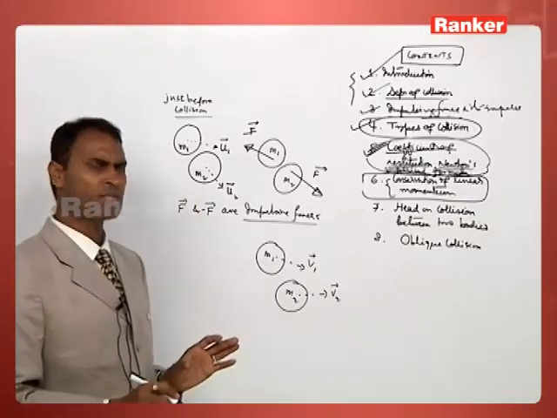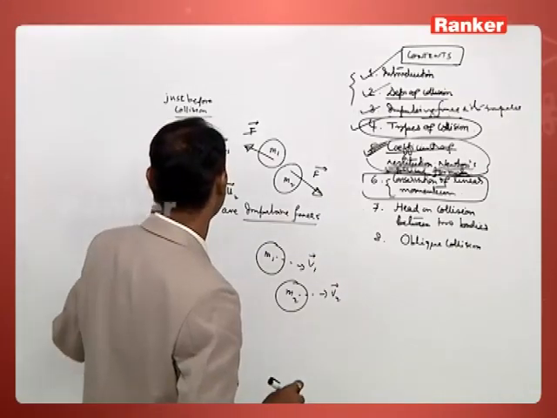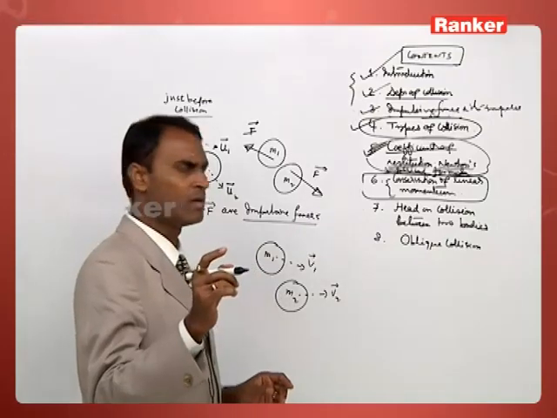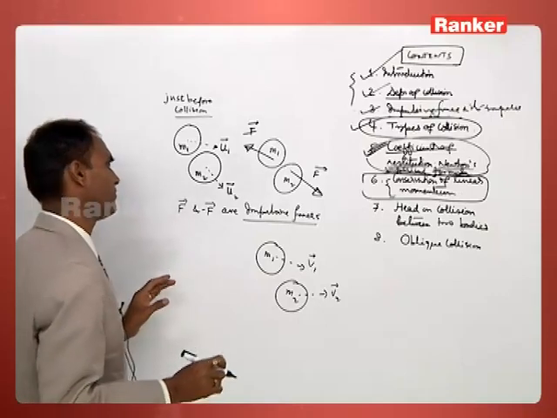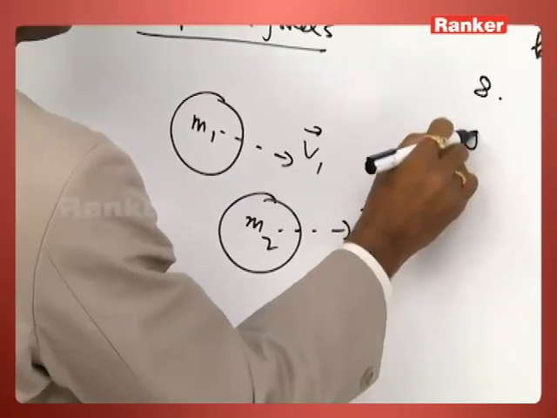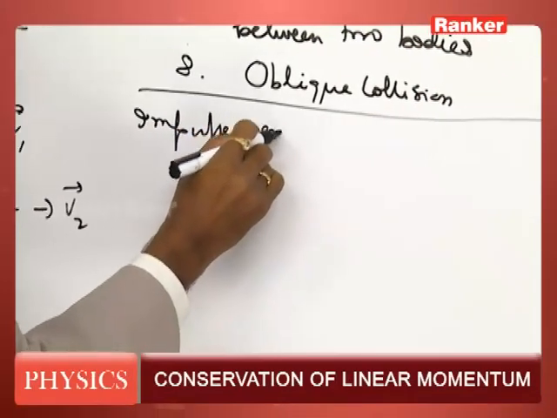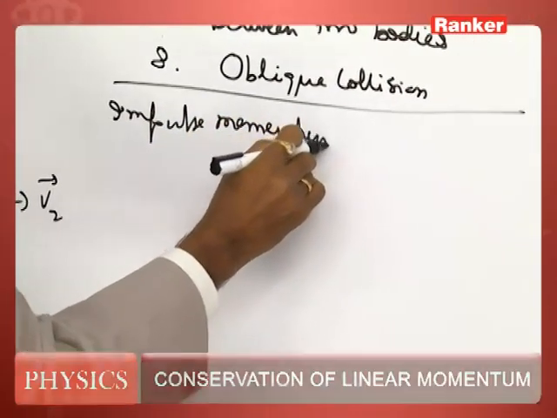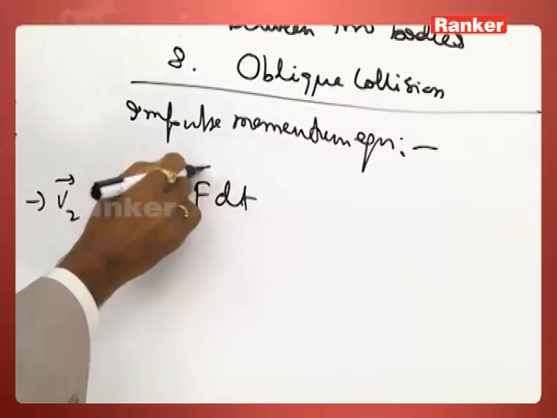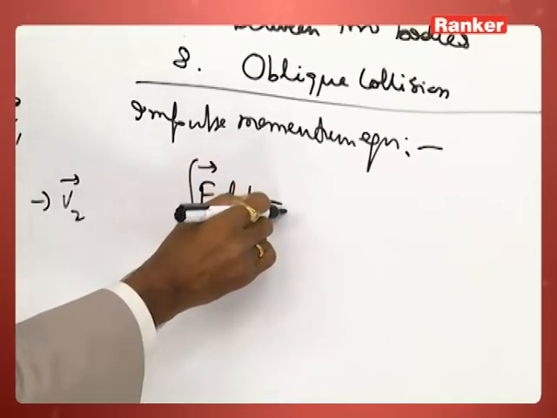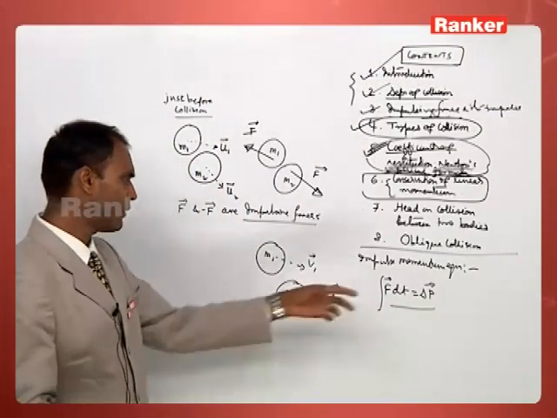We have our equation, the impulse momentum equation, that is none other than Newton's second law in integral form. The impulse momentum equation states that the net impulse is equal to the change in momentum. This is our working formula now.